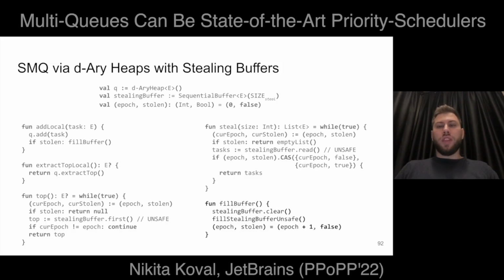Now we discuss how the fill buffer procedure works, and note that we invoke it only when the stolen flag is set to true. So we safely clear it, we fill it with the new elements, and at the end we atomically increment the epoch and reset the stolen flag.